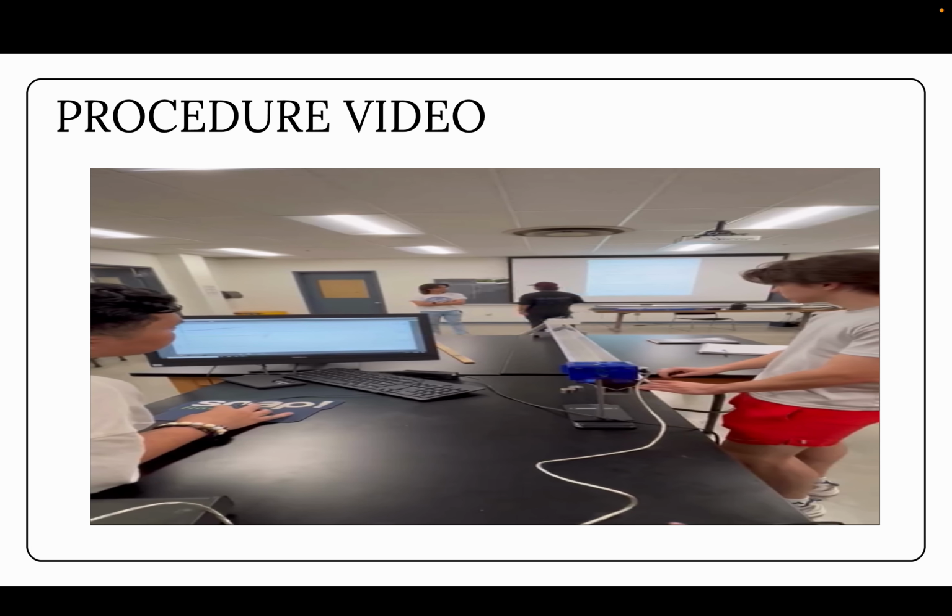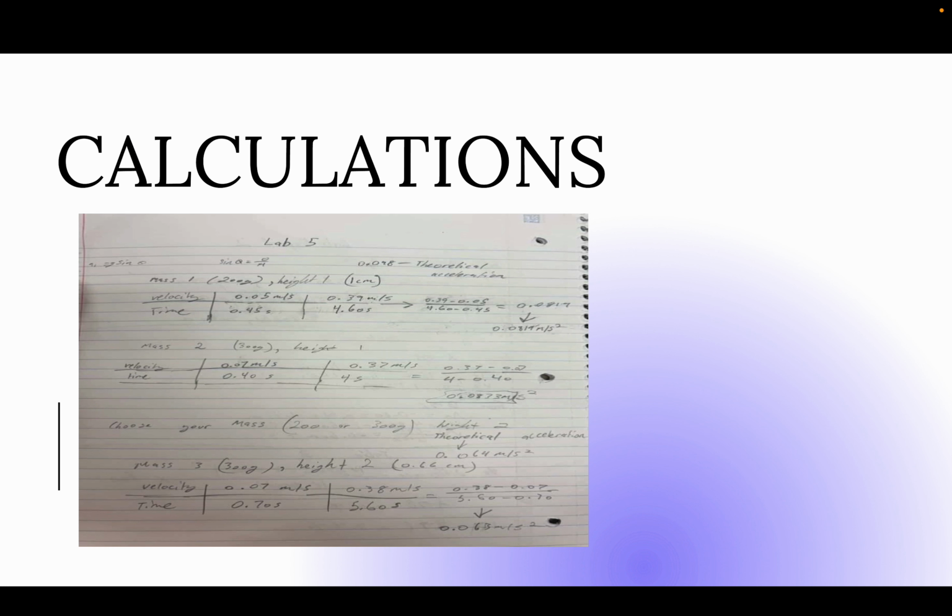Next, we have the calculations and the graphs. In this part of the presentation, we show the calculations performed during Lab 5. The main objective was determining the acceleration of the system using the experimental data that we collected, such as velocity and time, and comparing those results with the theoretical acceleration.